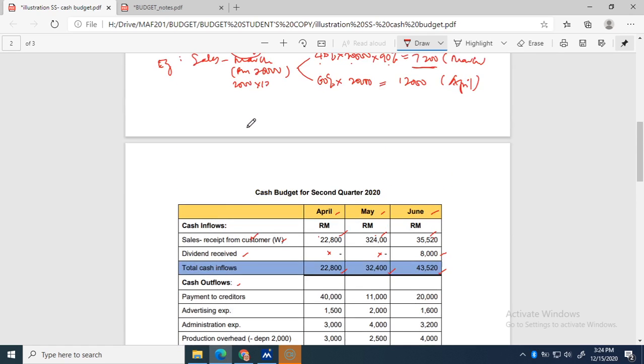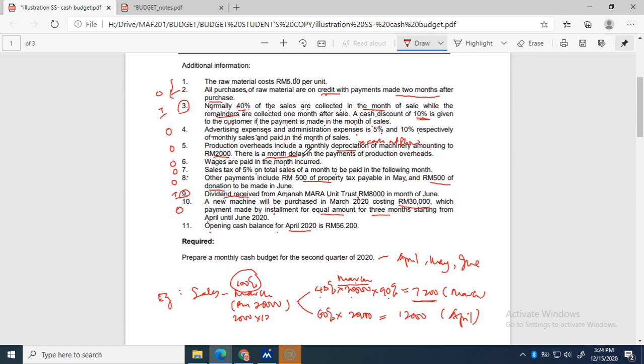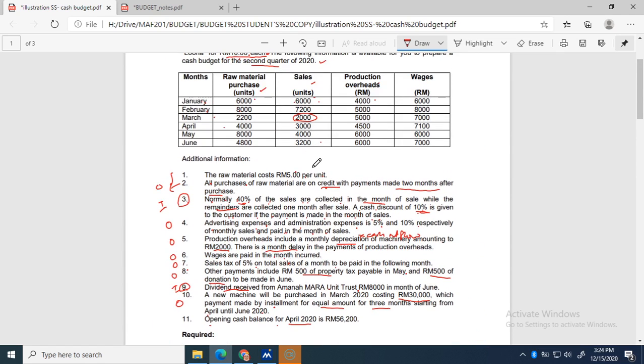Now we record all the cash outflows. What are the cash outflows? The first one is the purchase of material. All purchases of material are on credit with the payment made 2 months after purchase. So for this purchase of material, there is only one-time payment, 2 months after, no stages like sales. So in this case, we do not need to prepare the working.